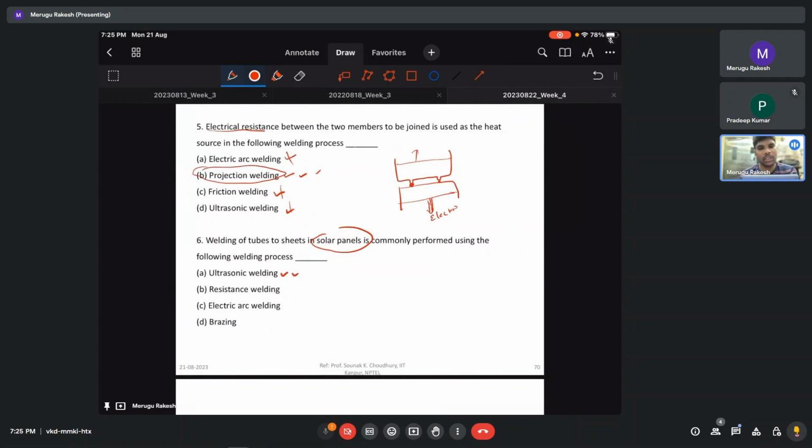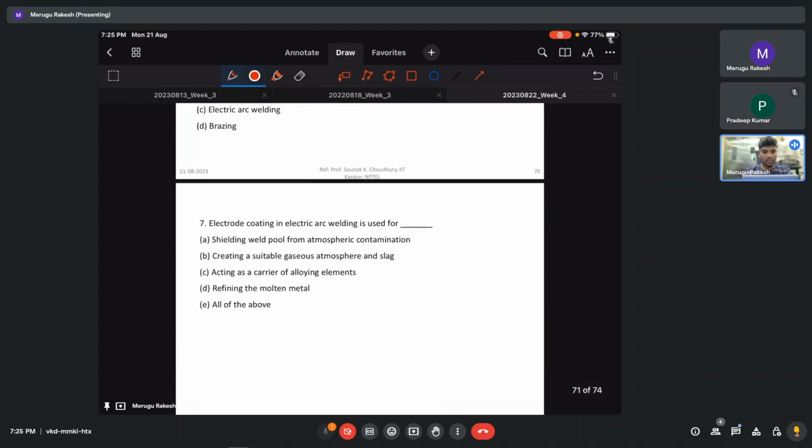Okay, so some of the applications are very specific to the welding process, so we need to remember them. For example, in this case, joining of the tubes to the solar panels is only through ultrasonic, and the battery plates are also welded using ultrasonic. Thin, delicate electronics are welded using brazing or soldering. Mostly in electronics, we are going to use the soldering technique. So let us move to the next question.